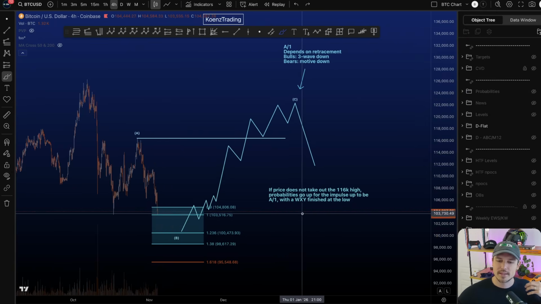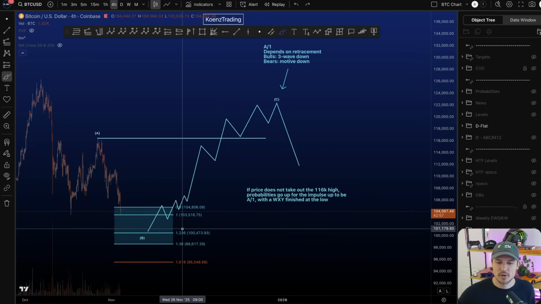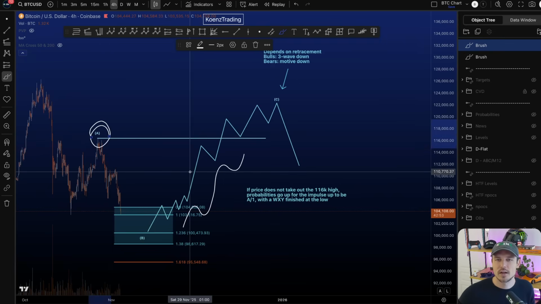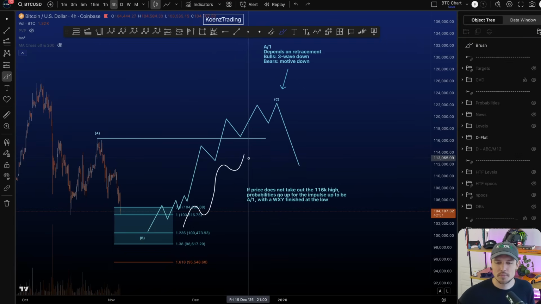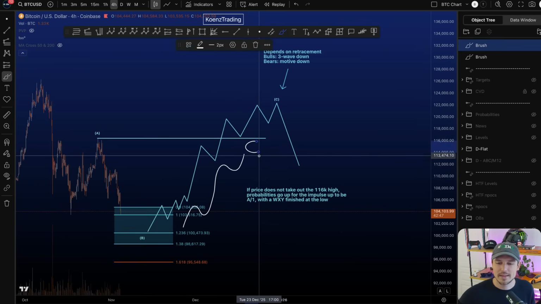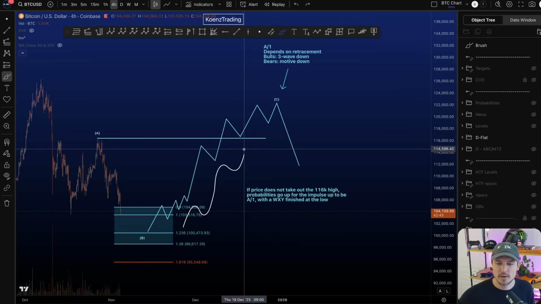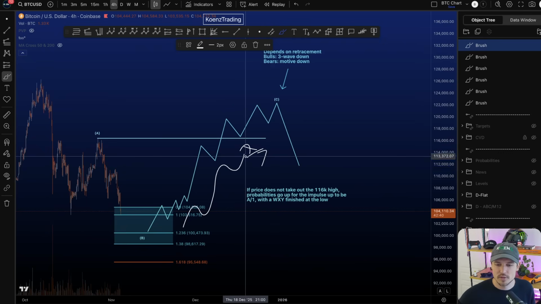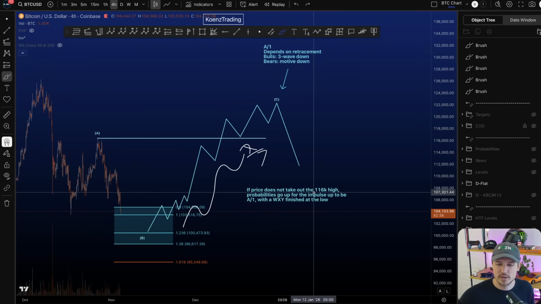Now, I don't want to make things too complex, but if price would move to the upside here in a 5-wave structure and does not take out 116K, the probabilities decrease for this move up to be a wave C and increase for this 5-wave up to be either a wave A or a wave 1. So then you look for a retracement and continuation to the upside.